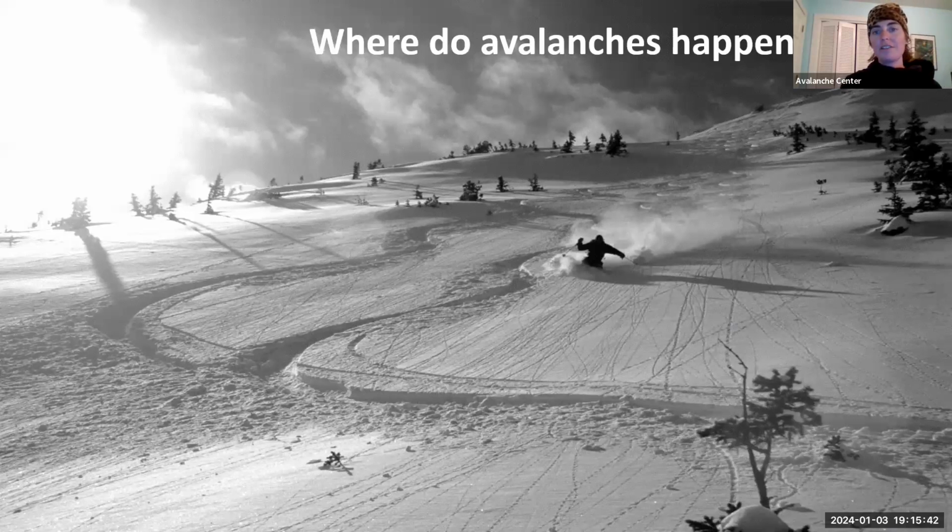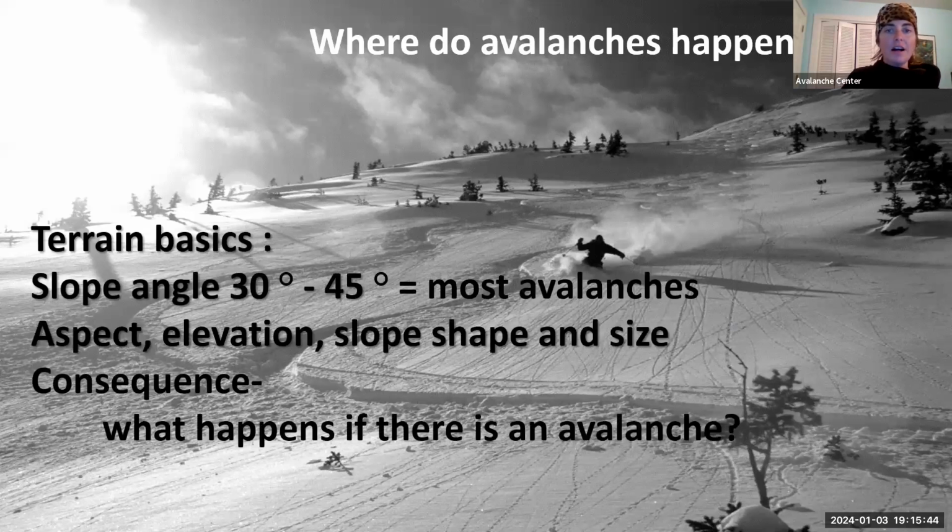So where are avalanches happening? This picture is actually up outside of Bridger Bowl on Saddle Peak. And avalanches are generally starting on slopes steeper than 30 degrees. Most avalanches happen in the 30 to 45 degree range, with most of them happening in the upper 30 degrees, so 38 to 40 degrees is statistically where most avalanches are happening.